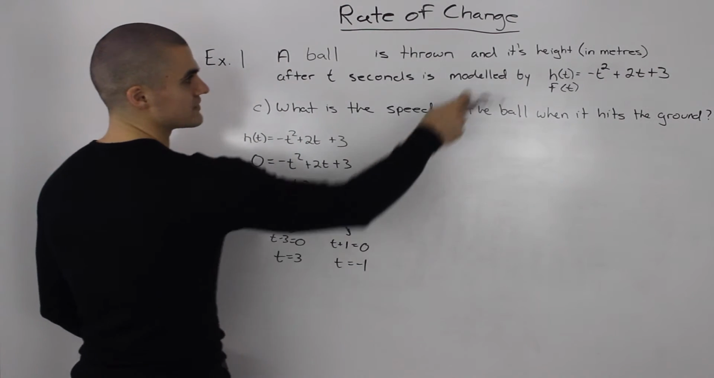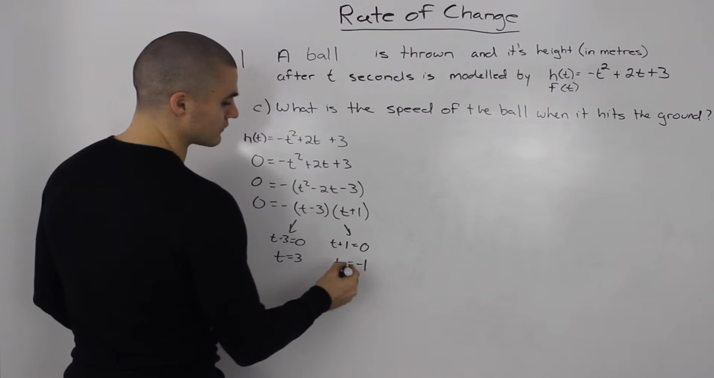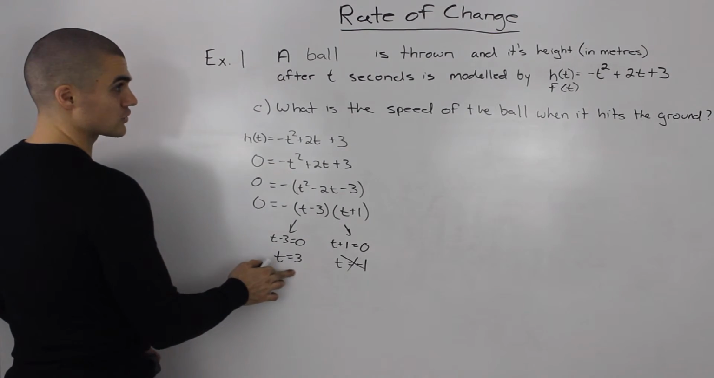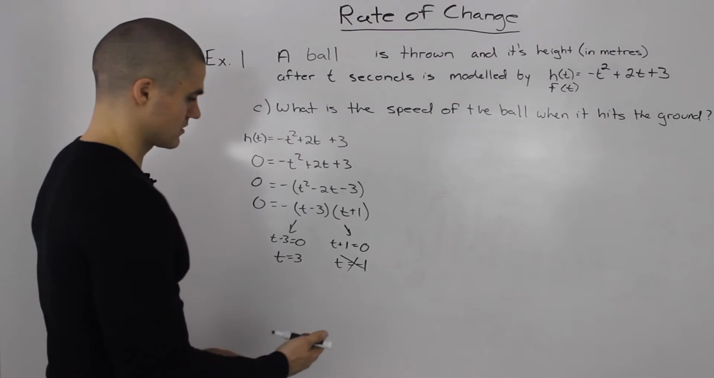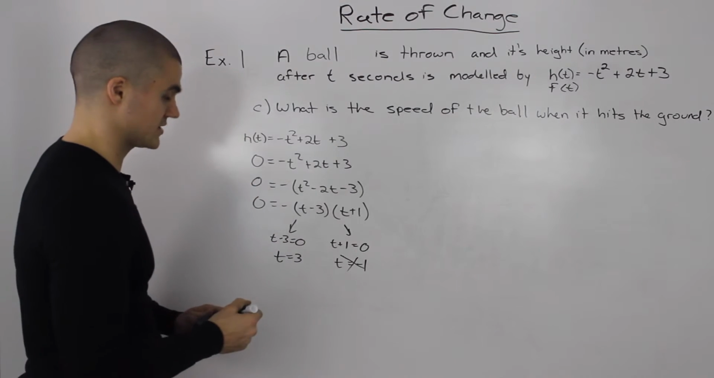Now, since we're dealing with time, t represents time, obviously time can't be negative, so we would disregard this answer. So the ball hits the ground at 3 seconds, okay? Hits the ground at 3 seconds. That's when the height is going to be 0.